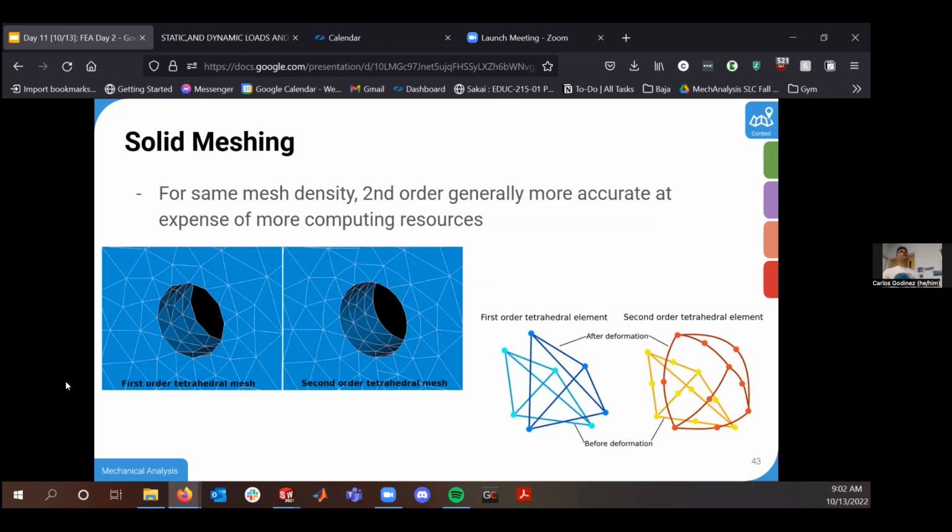So as a general rule of thumb, for the same mesh density and all other parameters equal, second order elements are going to be more accurate at the expense of rapidly increasing your computational time. Because for each one of those elements, you're now adding at least 4 more nodes and 6 more degrees of freedom per node.